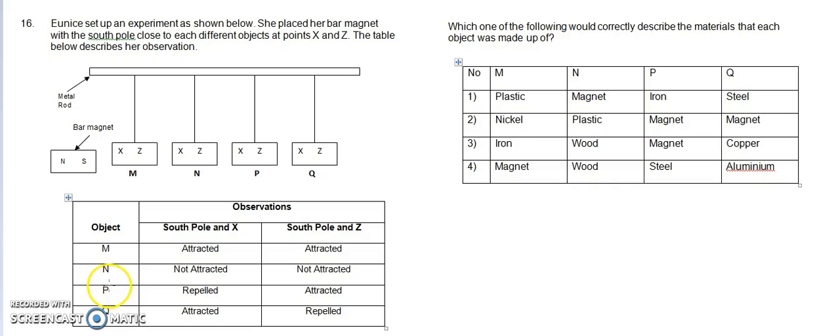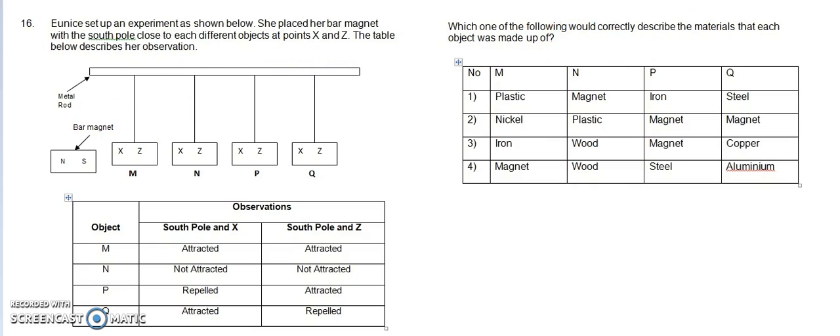Okay, for P, for south pole and X it repelled, and south pole and Z it attracted. And for Q, south pole and X attracted, south pole and Z repelled. Now the question, which one of the following would correctly describe the materials that each object was made up of?